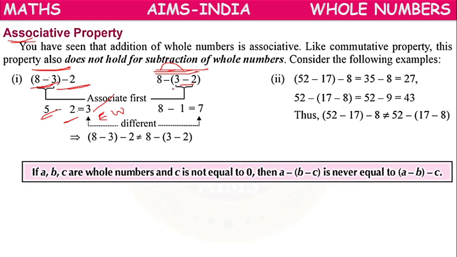But what about this one? 8 minus 3 minus 2. 3 minus 2, how much? 1. So 8 minus 1, 7. 7 is also a whole number. But what is the result?